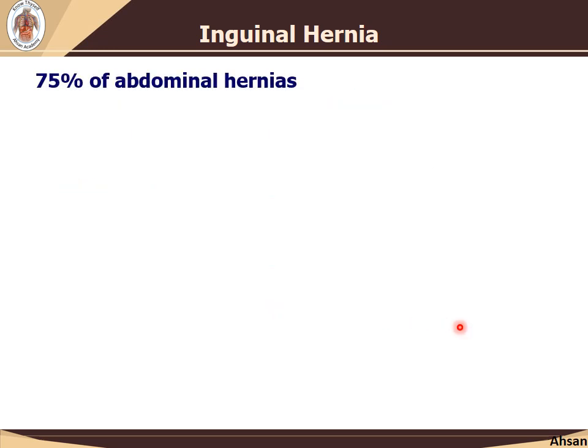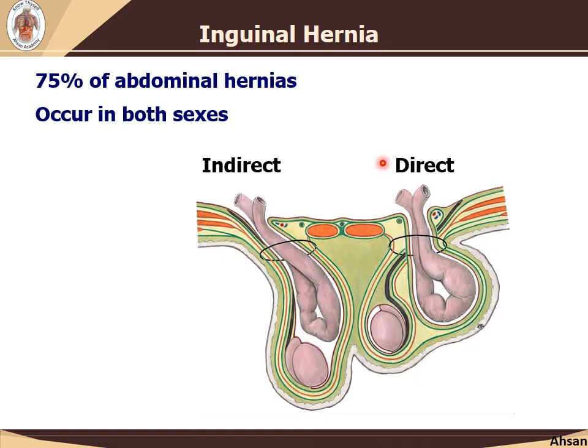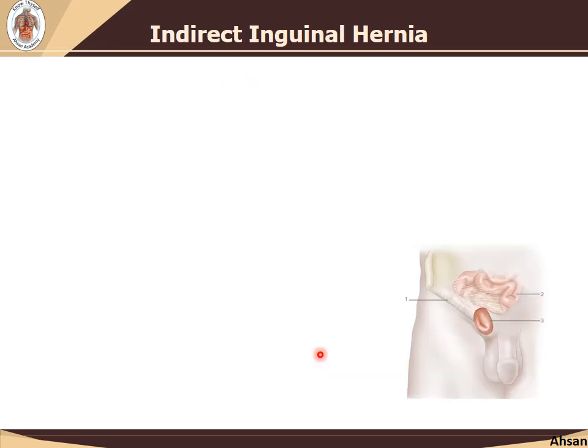Inguinal hernia is about 70 or 75% of abdominal hernias, and can occur in both sexes, but it is more common in males. You can see this is the direct, so vessels are on the lateral side. This is indirect, vessels are on the left side. This is indicating that it is passing through the ring, and this is passing through pushing the posterior wall. But in either case, this is passing through the superficial inguinal ring and proceeding towards the scrotum.